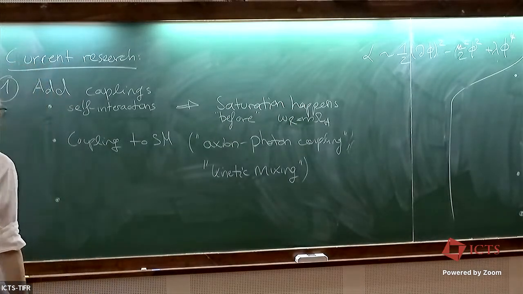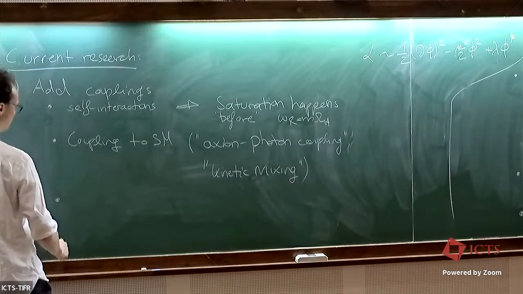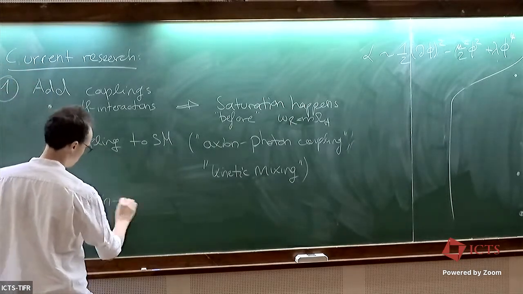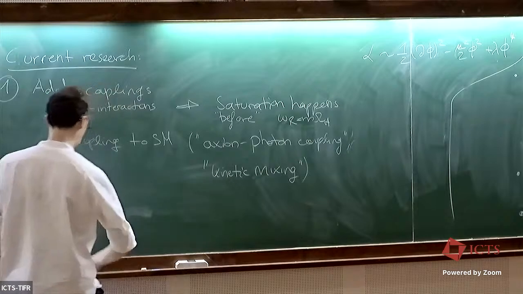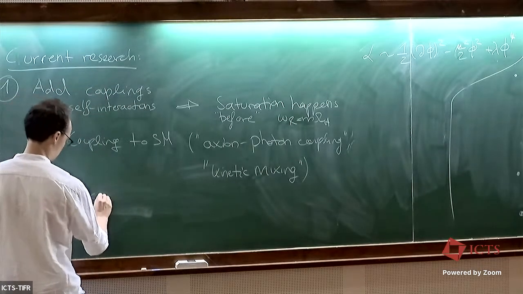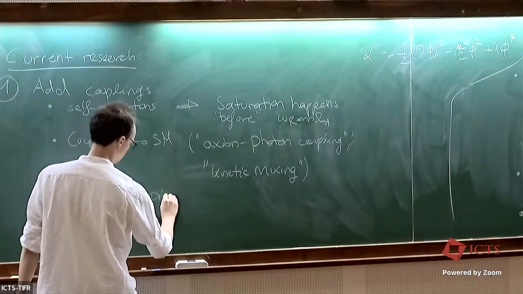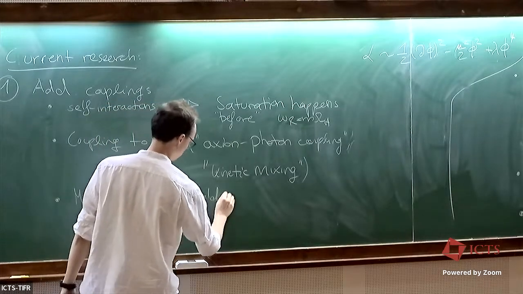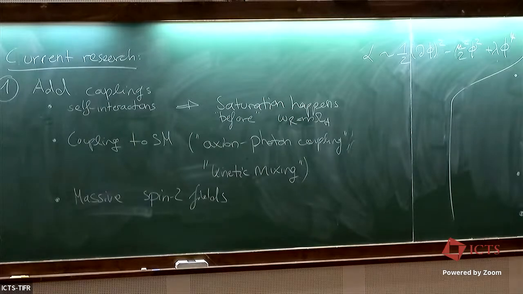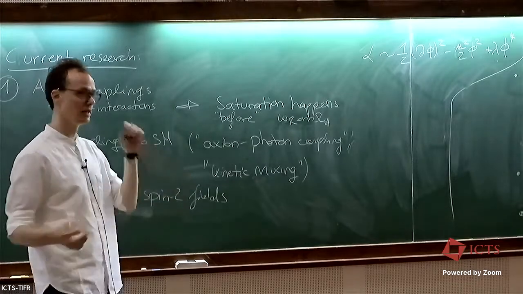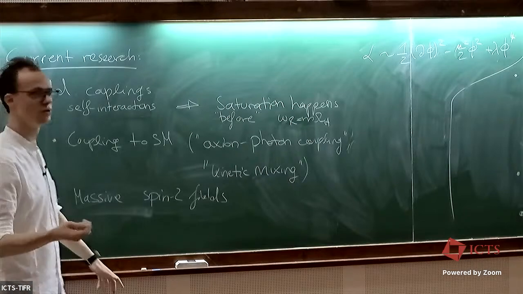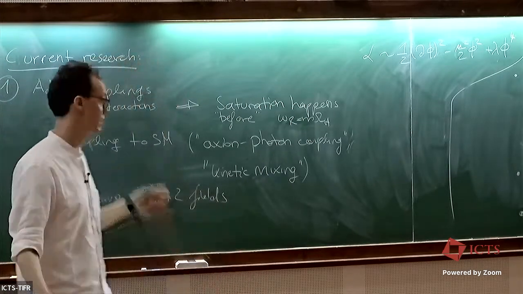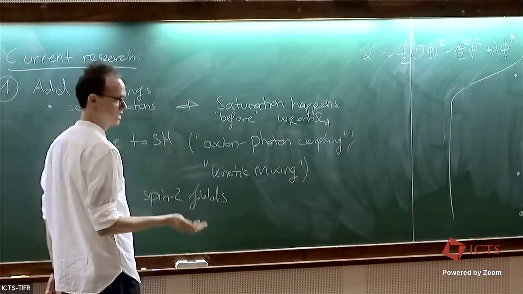Okay, and then perhaps lastly, what people have been thinking about more recently is spin 2 or massive spin 2 fields. So what are spin 2 fields? A massless spin 2 field is just the metric. Okay, so basically, imagine a spin 0 field is a scalar, spin 1 is a vector, 1 index, spin 2 is a tensor, 2 indices, and so on and so forth. And so a massless spin 2 is just the metric.